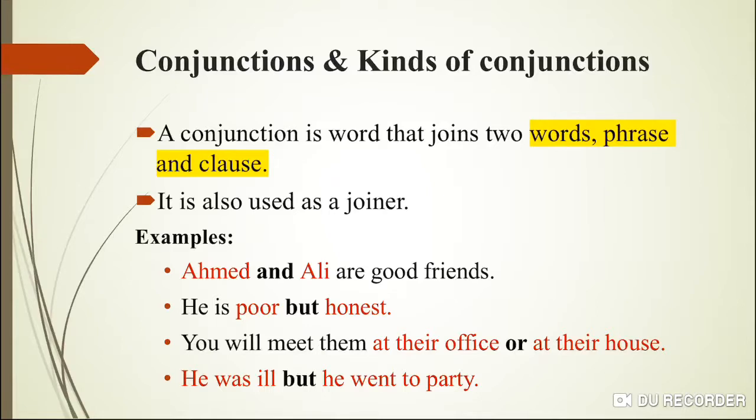He is poor but honest. Again, two words are put together with the help of but. He will meet them at their office or at their house. Two phrases are put together with the help of or, at their office or at their house. He will, but he went to the party: he will is one clause and he went to the party is another clause, and these two clauses are put together with the help of but. So what is a conjunction? A joining word that joins two words, two clauses, or two phrases together.